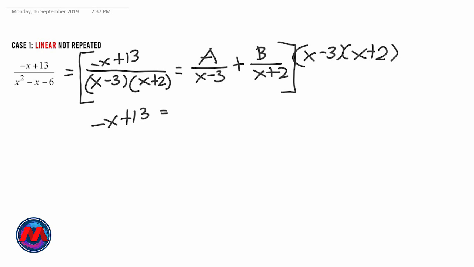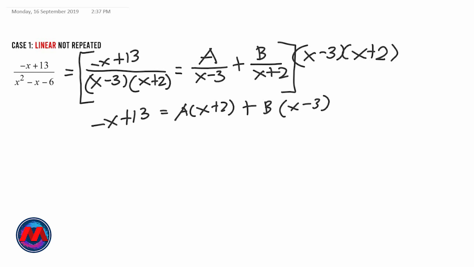Magka-cancel out yung x minus 3. Maiwan yung a times x plus 2 plus b. Magka-cancel out yung x plus 2 tsaka x plus 2. So, maiwan is x minus 3. Alright. So, we will now find for a and for b.